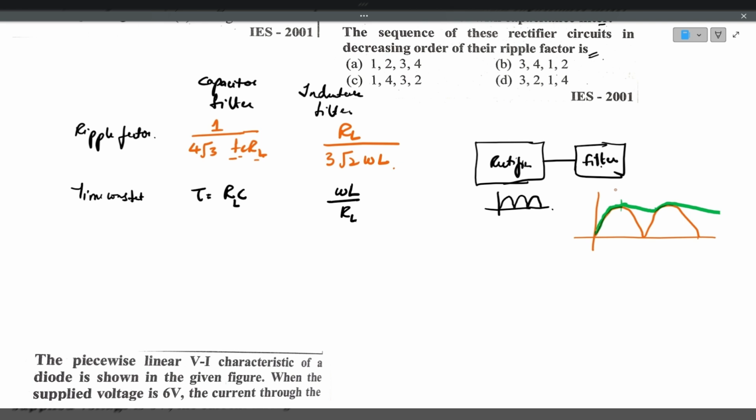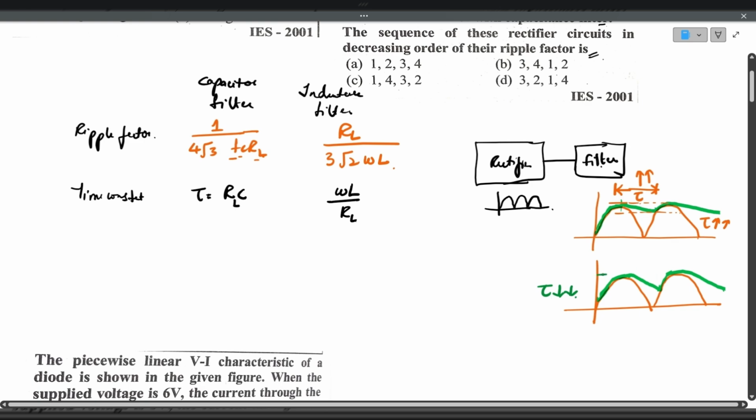Now, the time taken for the filter to discharge from this point to this point is the time constant tau. So the time constant should be very, very high. If the time constant is high, the level of discharging will be very small, and the output will be close to DC. This is for high tau. If the time constant is very small, the discharging levels will be very, very high. Suppose the capacitor charges to this point and it will discharge to a deeper level, again charging and discharging to a deeper level. This is because the time constant is less.